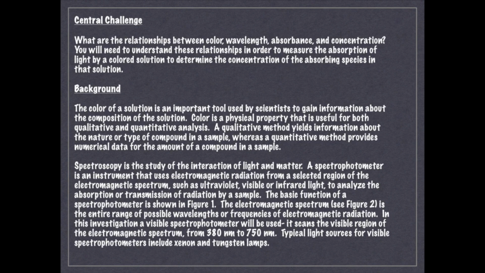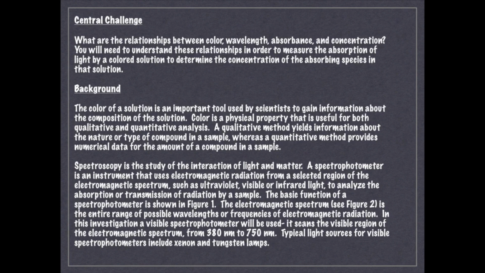A spectrophotometer is an instrument that uses electromagnetic radiation from a selected region of the electromagnetic spectrum, such as UV, visible, in this case what we're going to use, or infrared, to analyze the absorption or transmission. We're going to be looking at absorption of radiation by a sample. The basic function of a spectrophotometer is shown in figure 1, and we'll look at that in 1 second.